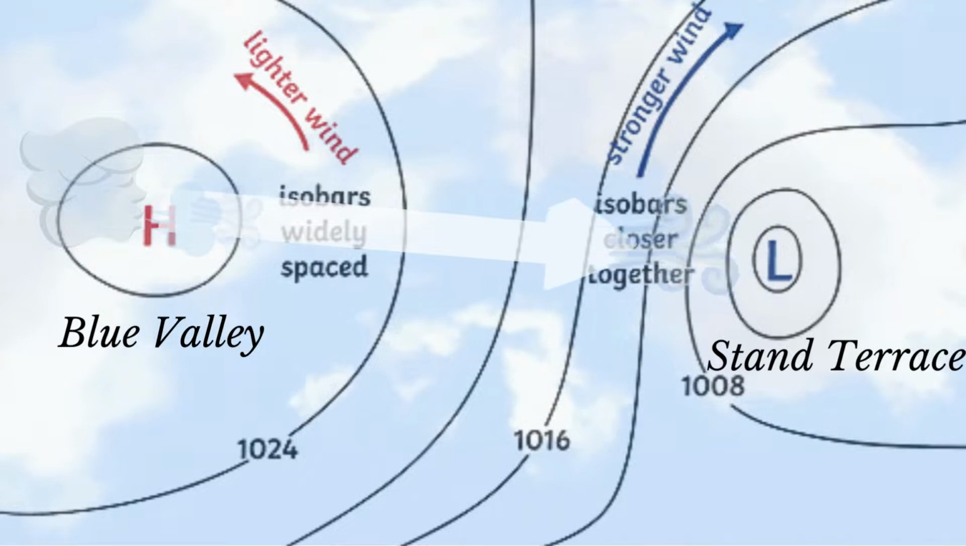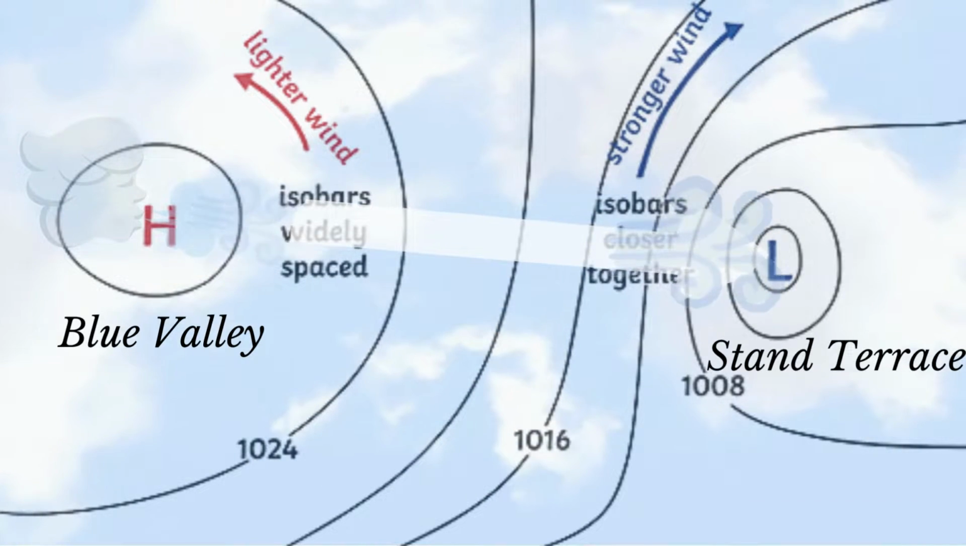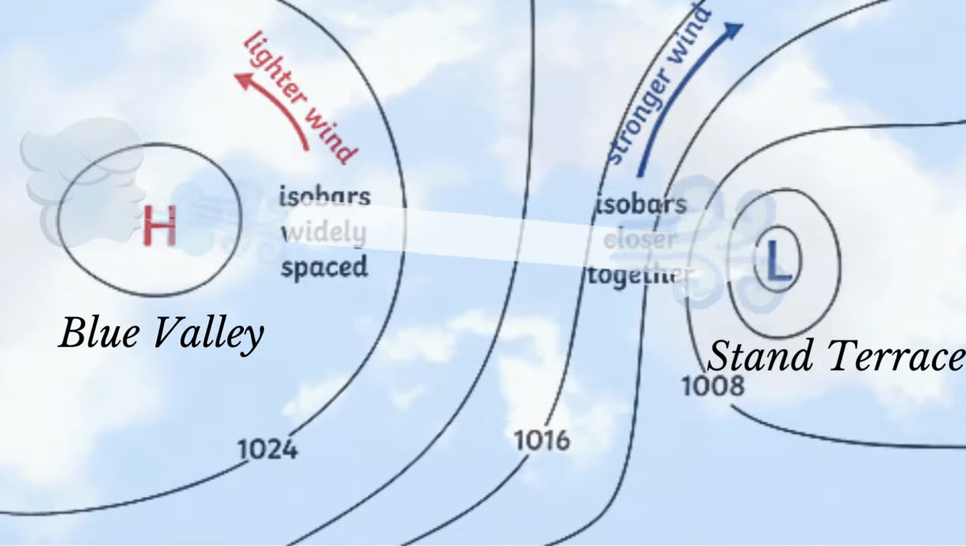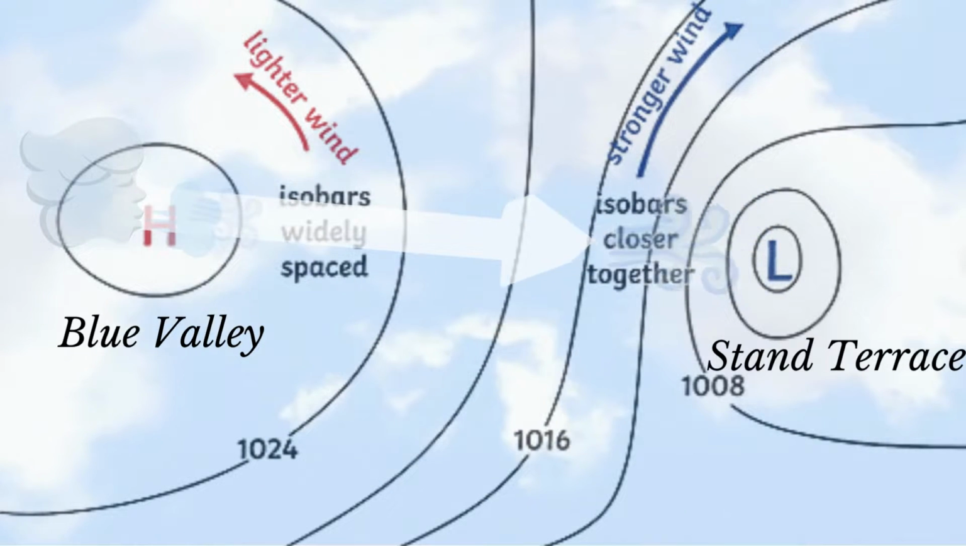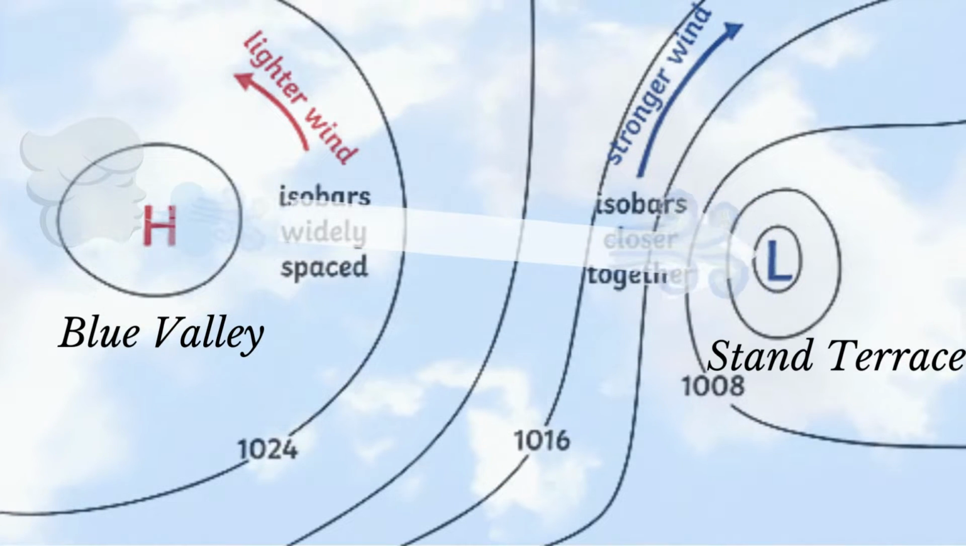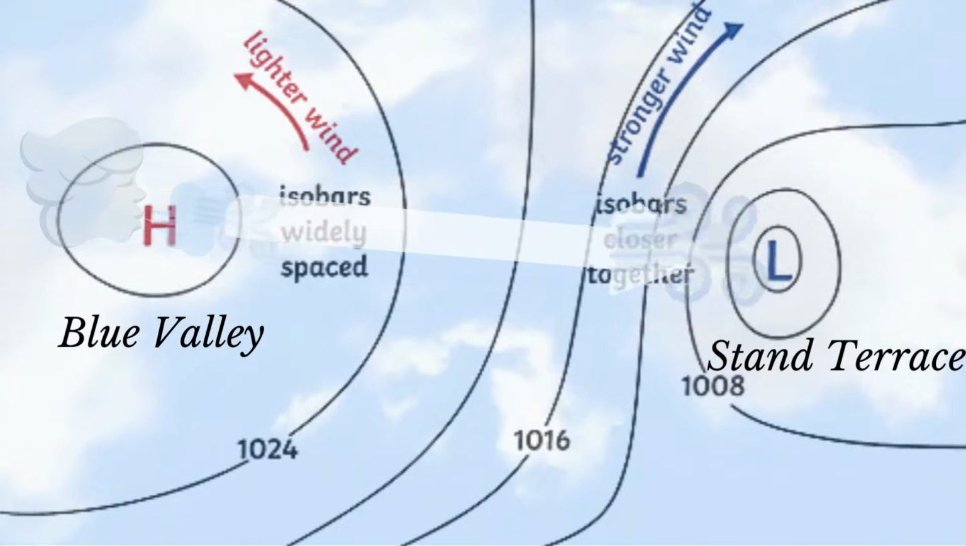The difference in pressure between two places is known as the pressure gradient. Pressure gradient is the initial force which causes winds. Winds blow from areas of high pressure to areas of low pressure.